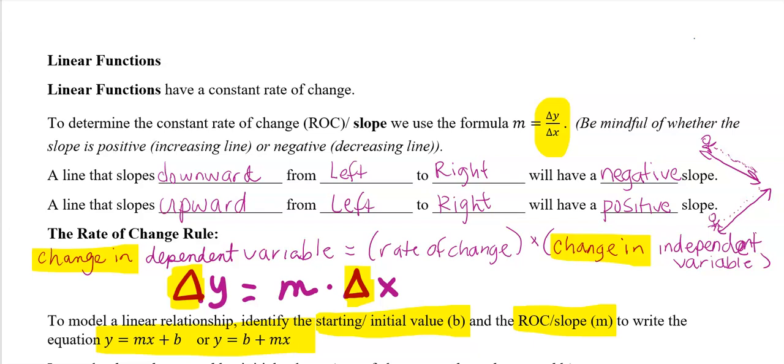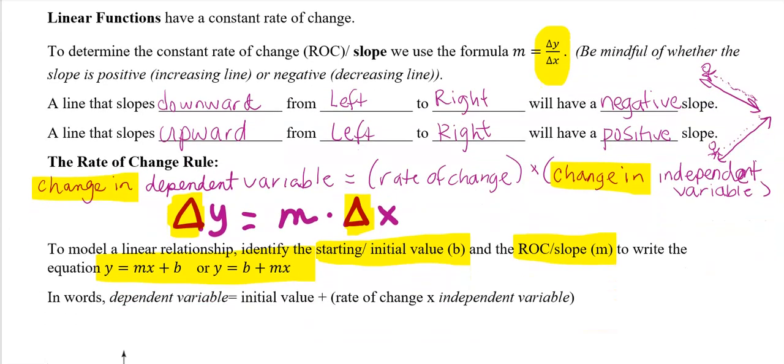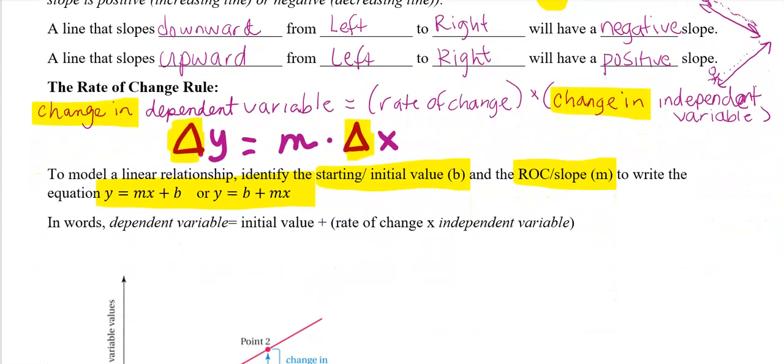Again, m is representing that constant rate of change, x is the independent variable, y is the dependent variable. That always depends on the context of the problem. And then your b value is like our initial amount when x is 0, whatever the x represents. So in words, our y equals mx plus b or y equals b plus mx, we can think of it as the dependent variable is equal to the initial value plus the rate of change times the independent variable.